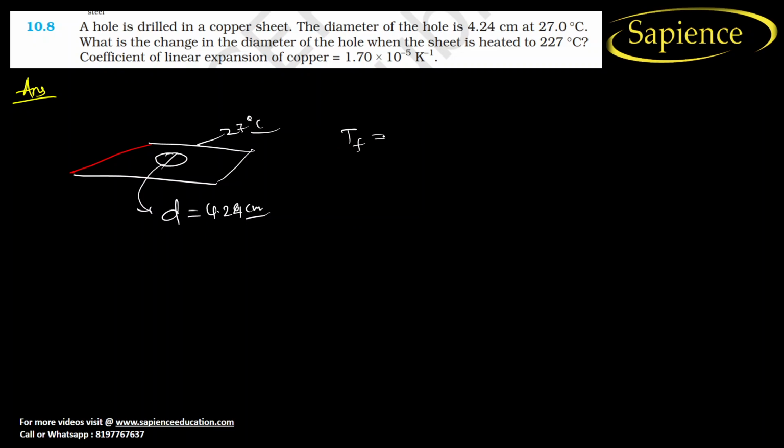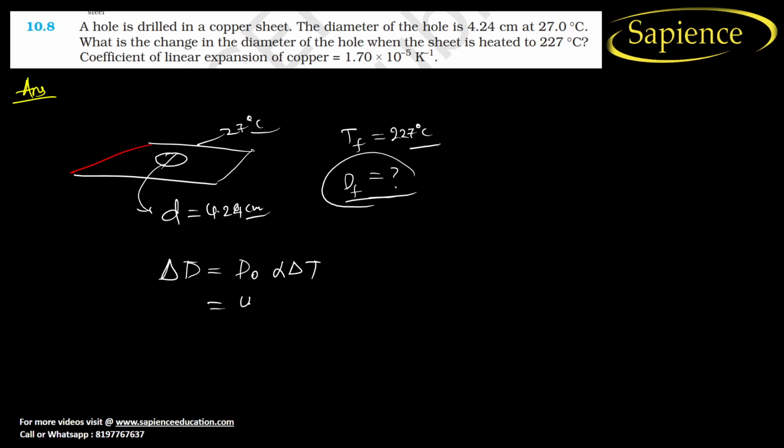So the final temperature is how much? 227 degrees Celsius. So what will be the change in diameter? We don't know the final diameter, and we want the change in diameter. Since we will talk about linear expansion only, change in diameter is equal to initial diameter into alpha into delta t. So no need to find the final diameter at all. So initial diameter is 4.24 centimeter into 1.7 into 10 to the power minus 5 per Kelvin into change in temperature.